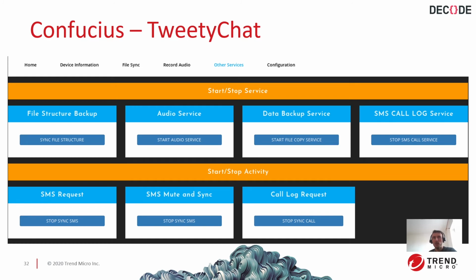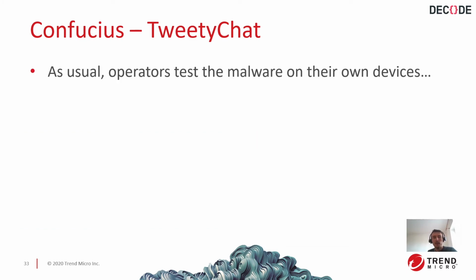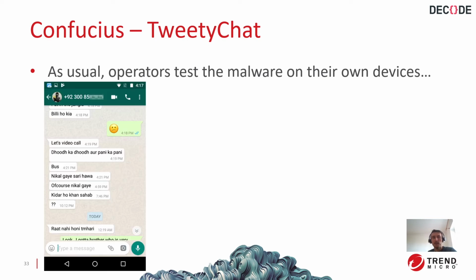Even though we did not have access to the cloud service, we still found access to the server itself, the traditional CNC server. On this server, we have seen several services running. You can see the service for file structure backup, audio service, SMS, call logs, call log request, and so on. And again, in this case, operators were testing malware on their own devices.